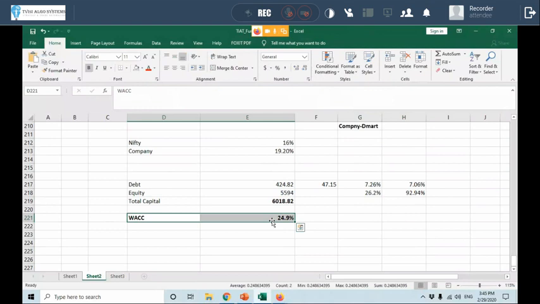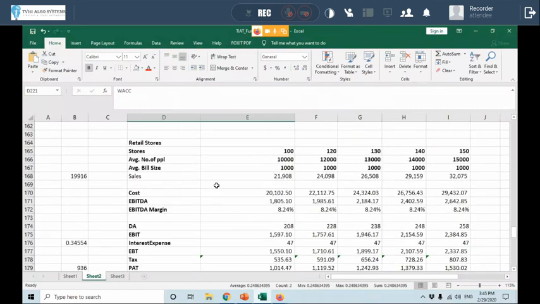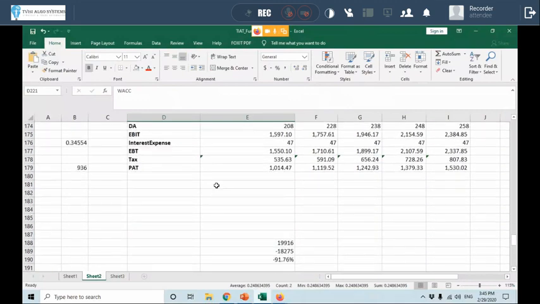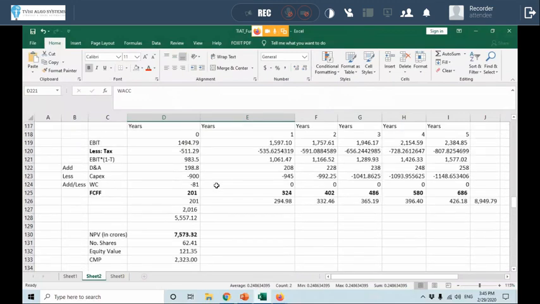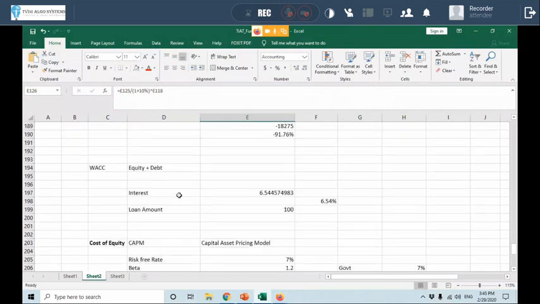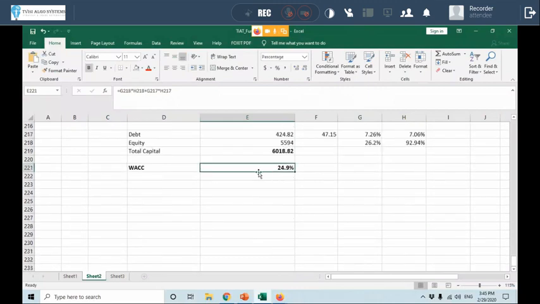So the free cash flows to firm that we arrive at, here we assumed 10% as my cost of capital. So this cost of capital is not 10%, but it is 25%. An example.